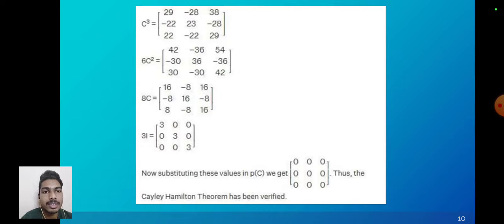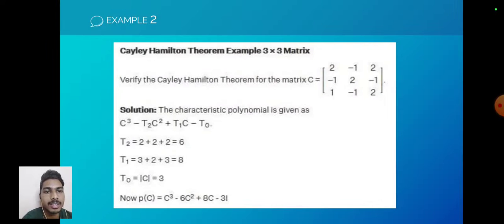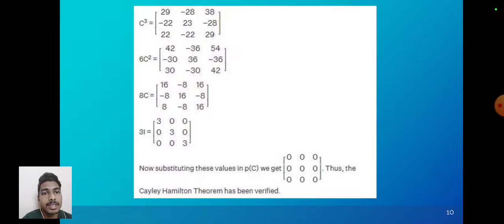Now after substituting these values in the previous equation, that is C³ - 6C² + 8C - 3I, we get a null matrix. That proves that the Cayley-Hamilton theorem is verified.